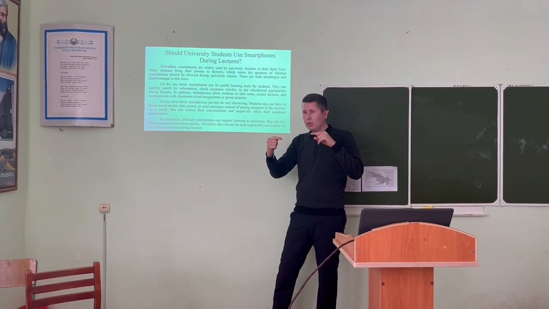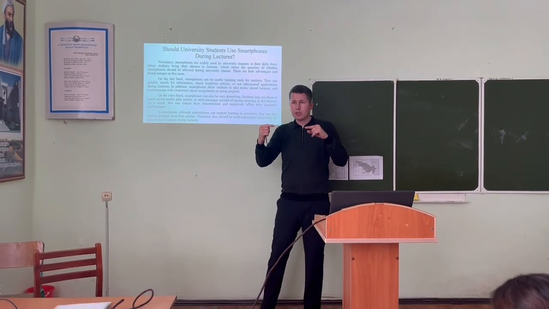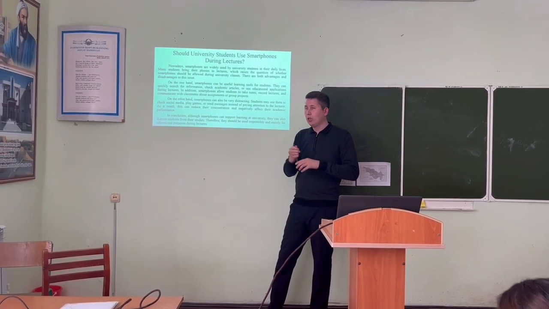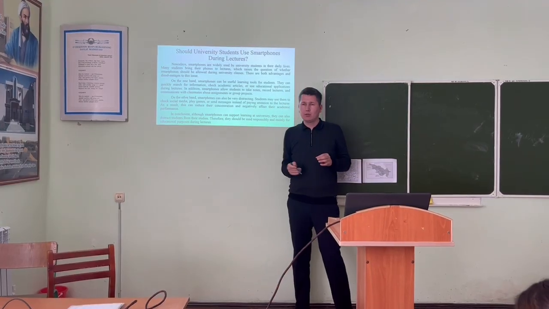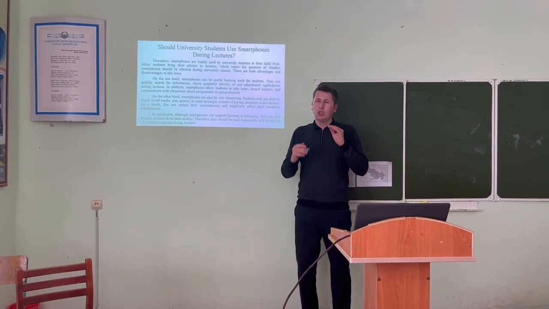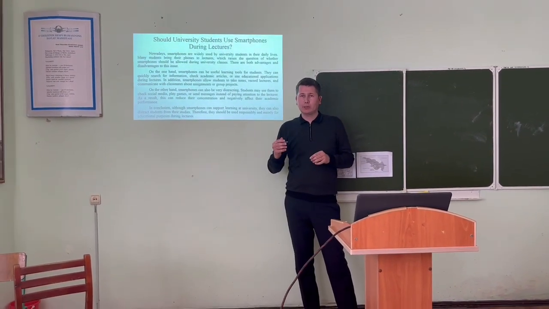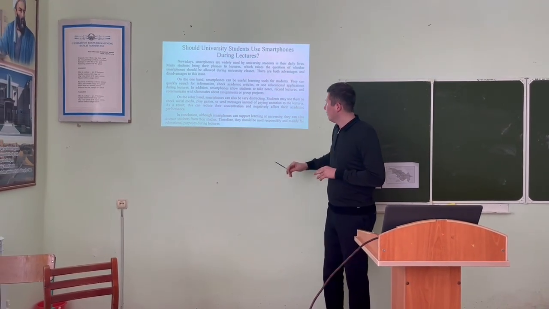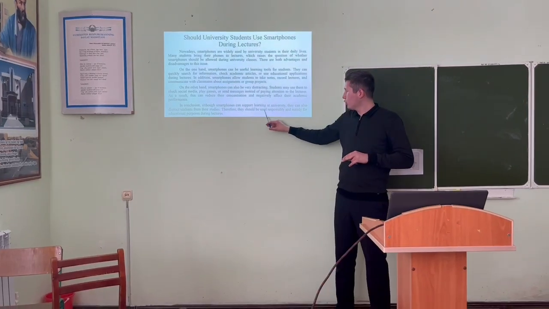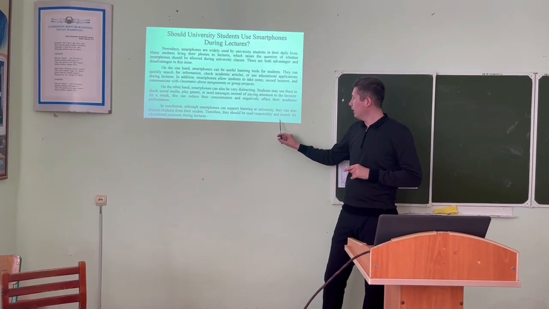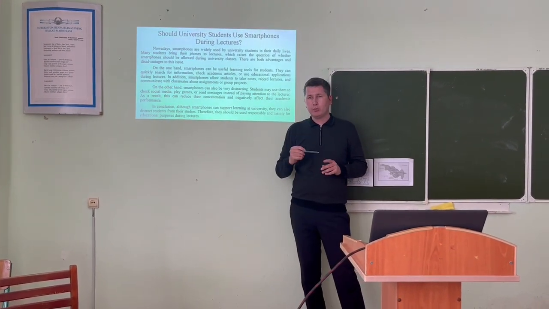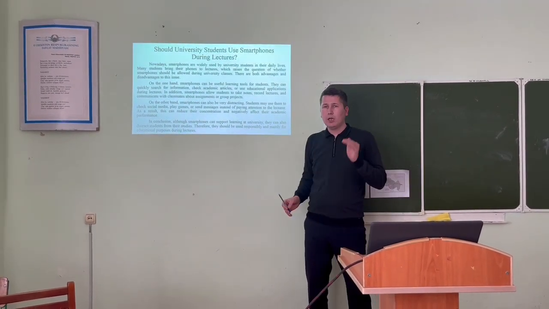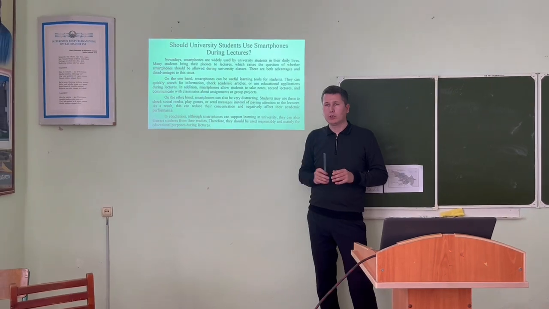So the author is keeping balanced consideration, one example for each one. But in a real-life essay, you should give two or more examples for each one, for advantages and for disadvantages. And therefore, they should be used responsibly and mainly for educational purposes during lectures. This is the author's opinion about the topic.